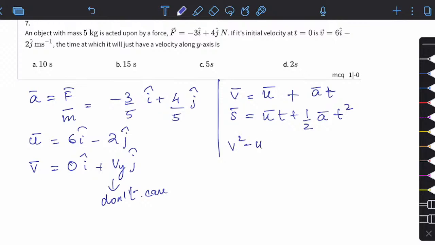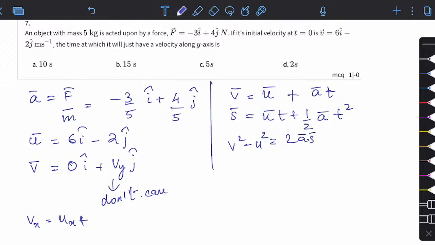v square minus u square is equal to 2as. Here these are magnitudes, and here what you take is the dot product. That's the third equation. So these are the vector forms of the three kinematic equations. Note the difference in the third one. So therefore, for each component you can write your familiar kinematic equations.